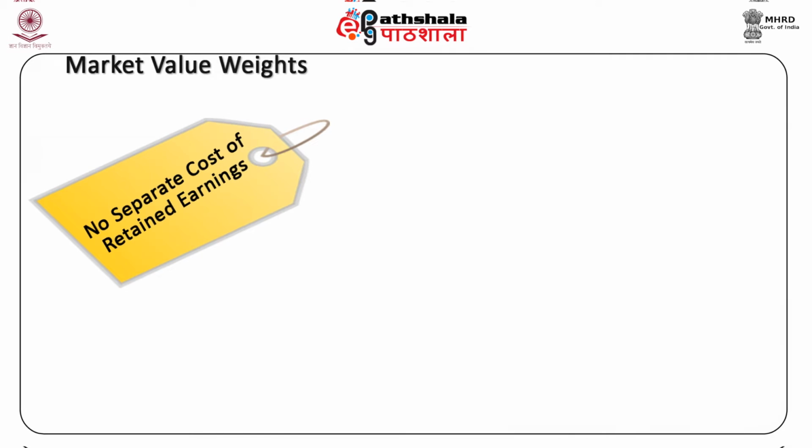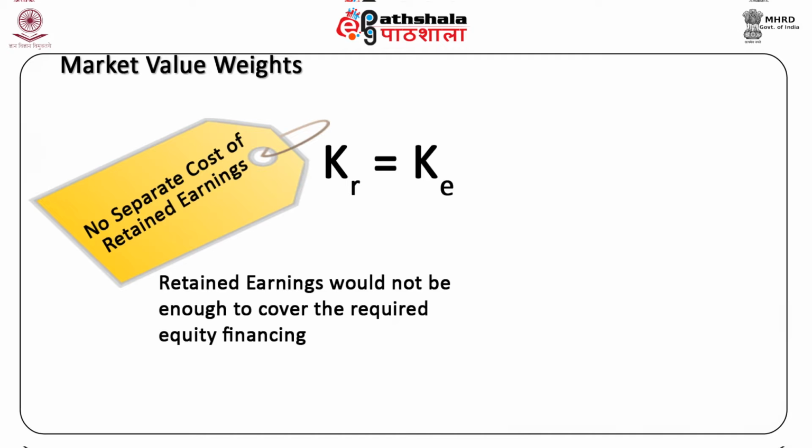Under market value weights, there is no separate cost of retained earnings. It is the same as cost of equity because retained earnings belong to equity shareholders only and are therefore included in the market value of equity. However, if retained earnings would not be enough to cover the required equity financing, then the WACC will increase because a new stock issue will be needed, and this involves flotation costs, which are now included in the cost of equity.